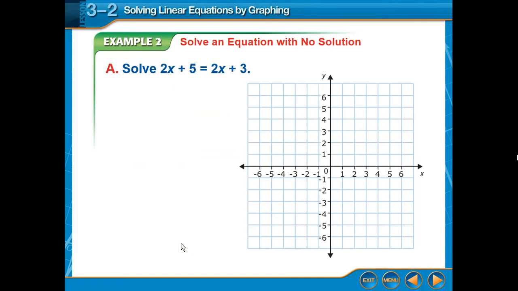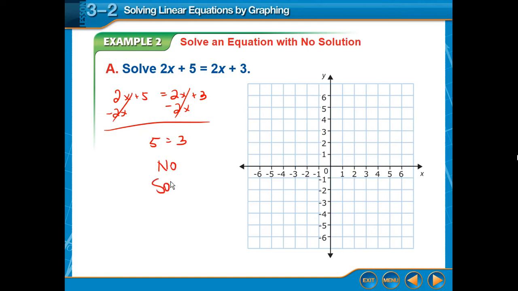Okay. So again, we're going to do this with 2 methods. The first one we're going to do algebraically. So 2x plus 5 equals 2x plus 3. In order to solve this, I would want to get my variables together. So I would subtract 2x, but they cancel on each side and you get 5 equals 3, which means there's no solution. So that's doing it algebraically.